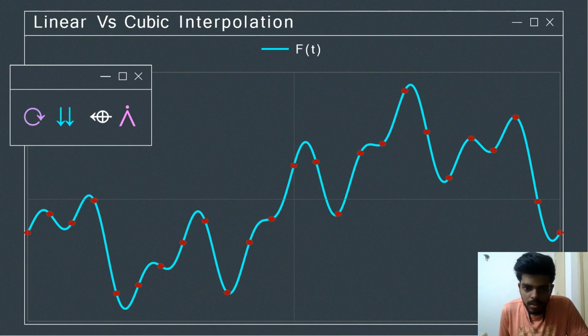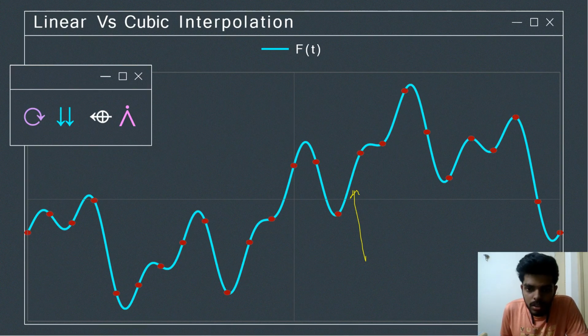Here we are given the known pixel values. This blue curve is just for the visuals. We are only given these red points, right? And we want to interpolate a value in between them. Let's say I want to interpolate a value at this point. So we will use its neighboring pixels and interpolate it respectively.